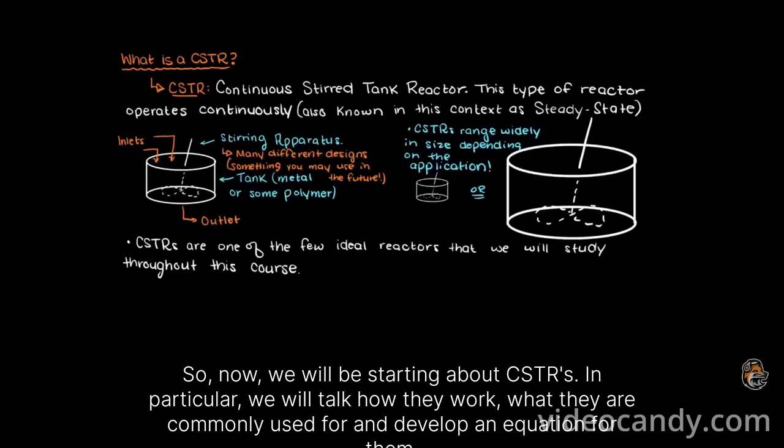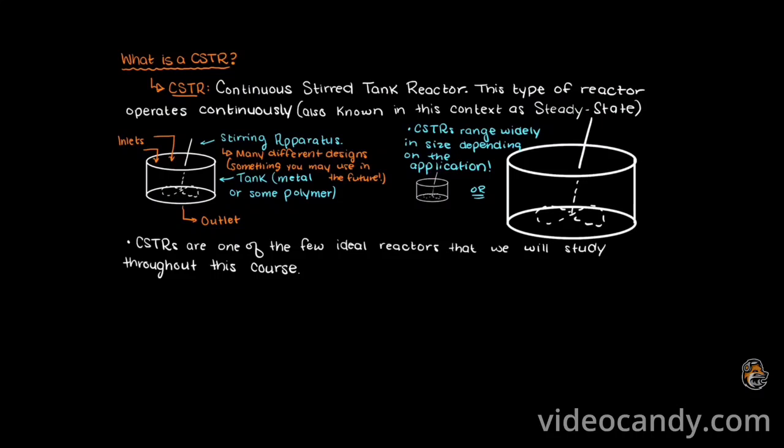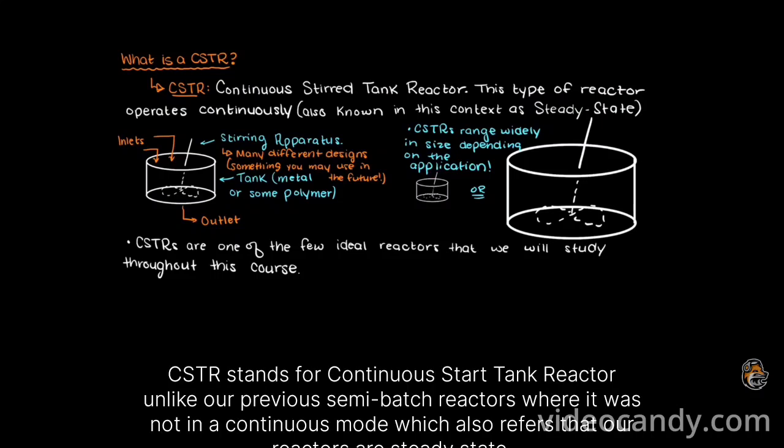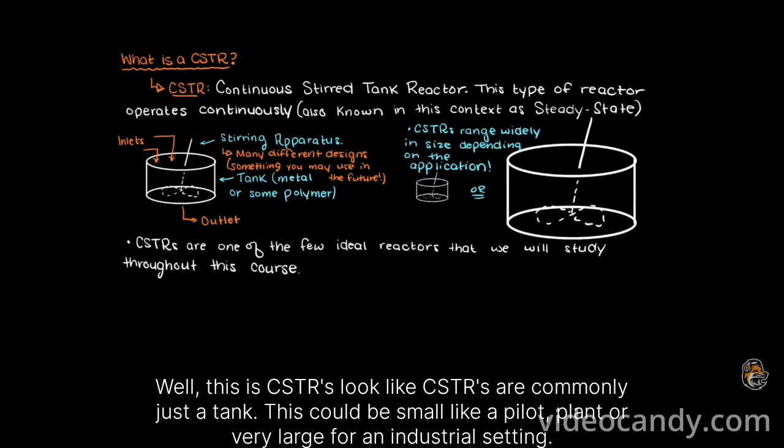So now we will be studying CSTRs. In particular, we'll talk about how they work, what they are commonly used for, and develop an equation for them. CSTR stands for Continuous Stirred Tank Reactor. Unlike our previous semi-batch reactors, which were not in a continuous mode, this also means that our reactors are steady state.